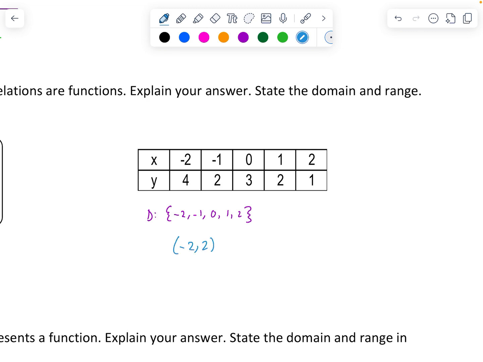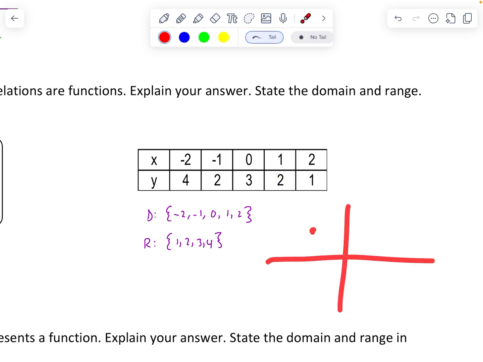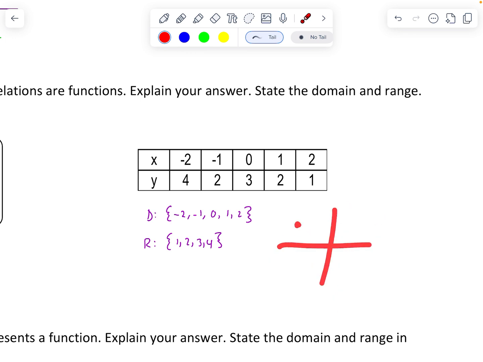But if I wrote negative 2 to 2, this is counting all the numbers between negative 2 and 2, including like all the decimals and stuff, which is not going on here. And then our range is just a list of the y values, preferably in increasing order, so 1, 2, 3, 4. Notice how we do have a repeating range value, but graphically, that just means your y value is at 2 different places, which does not make the graph fail the vertical line test. Two points next to each other, okay. Two points on top of each other, bad.